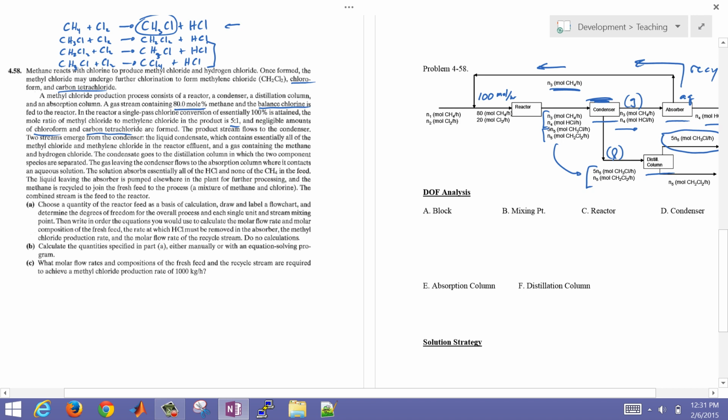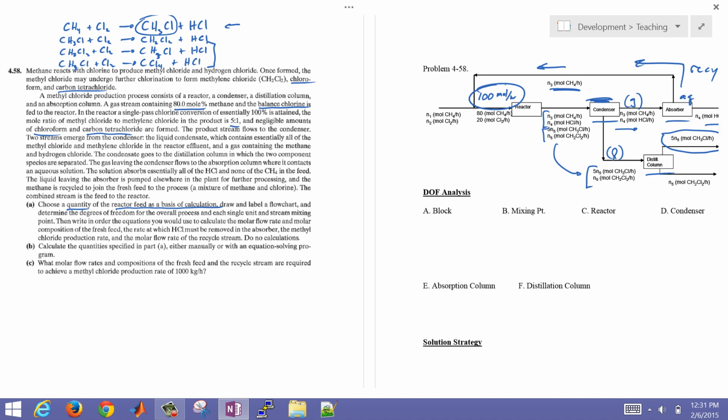So at that point, the HCl is gone, and the methane is recycled to join the fresh feed to the process. Okay, that's our mixture of methane and chlorine, and the combined stream is fed to the reactor. So we have all of our information now. We chose a quantity going into the reactor feed. So that is our basis, and we'll draw this flow chart.